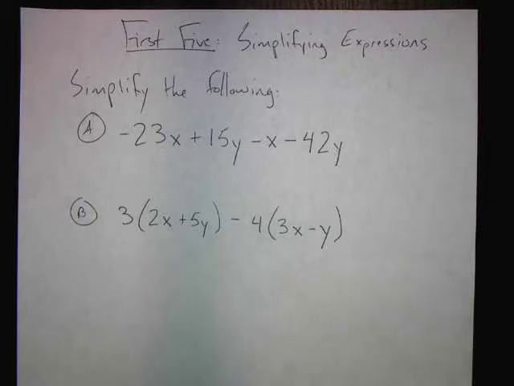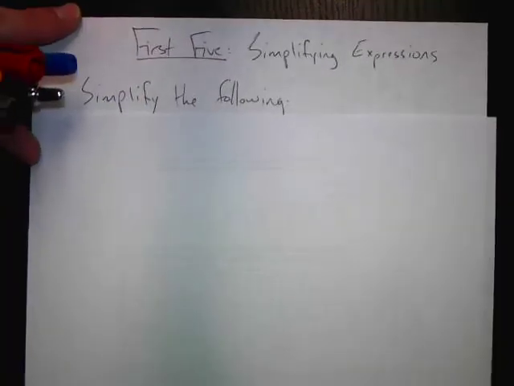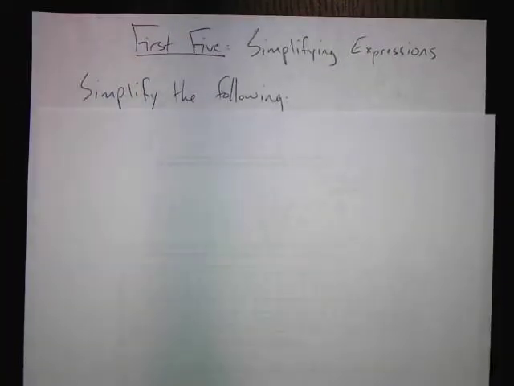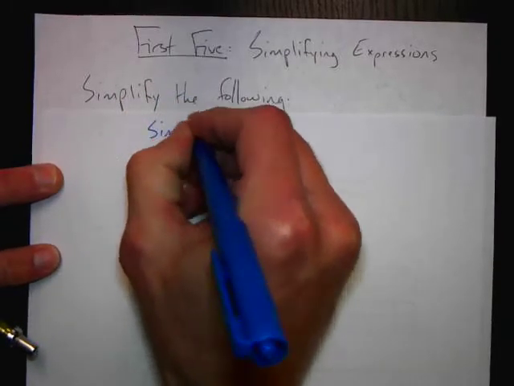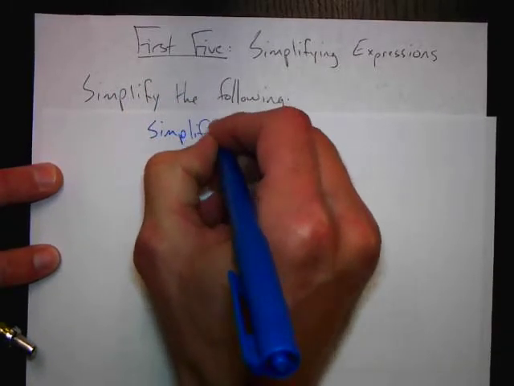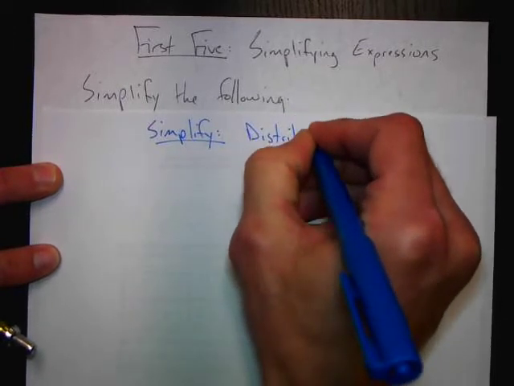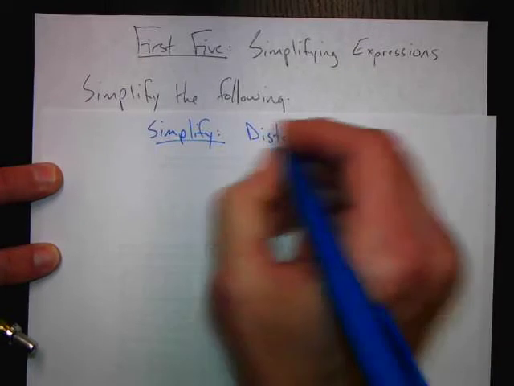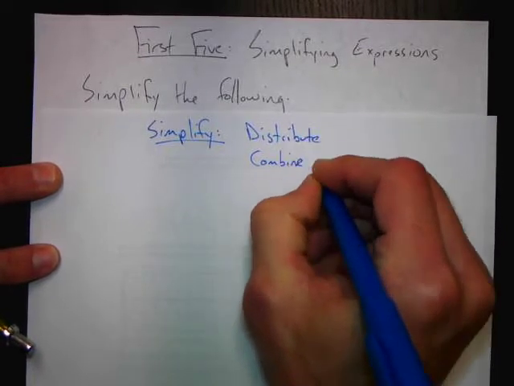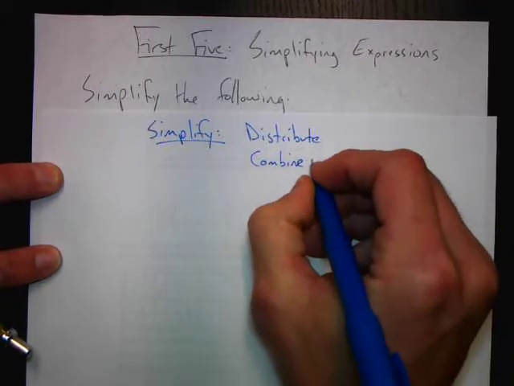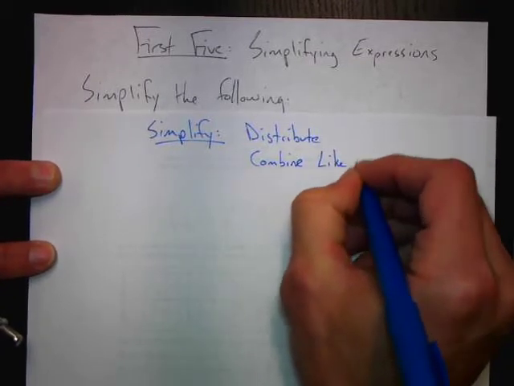And really, to understand how to simplify something, it only takes into account two major elements. The major elements for simplifying are using the distributive property and combining like terms. So when we see an expression and the directions are to simplify it, we want to look at the distributive property and combining like terms.